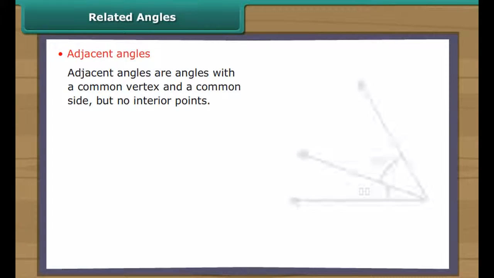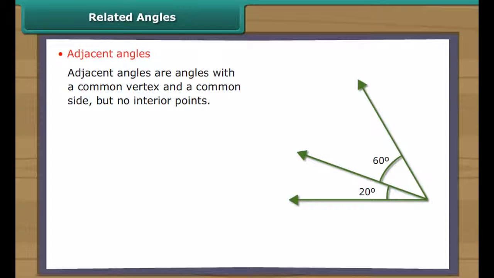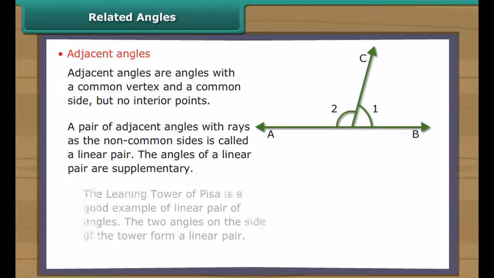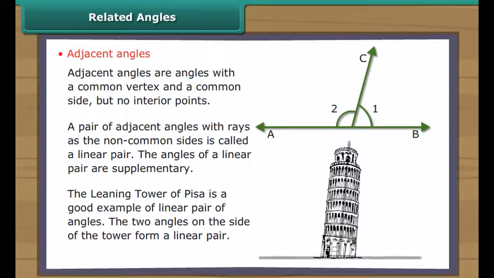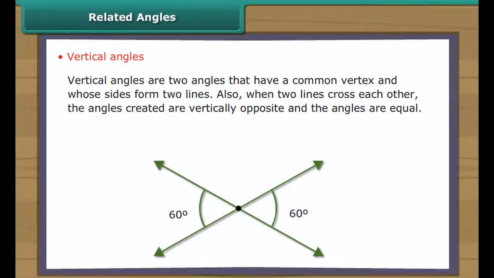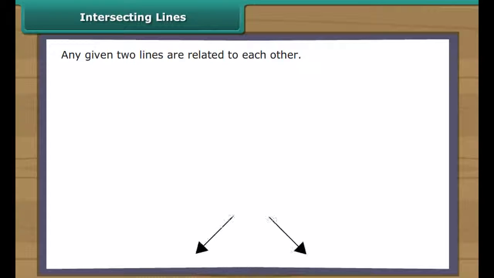There are four types of angles. They are complementary angles, supplementary angles, adjacent angles, and vertical angles. Now, take a brief look at all the angles. Complementary angles are two angles whose measures add up to 90 degrees. Supplementary angles are two angles whose measures add up to 180 degrees.